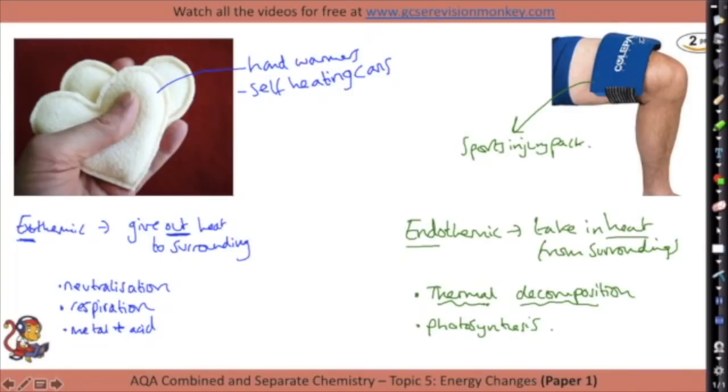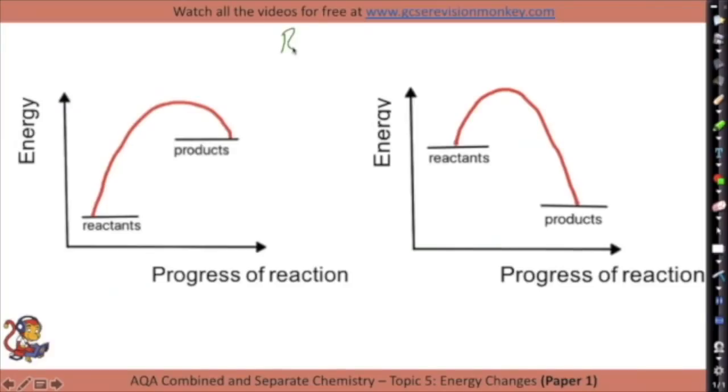So in here you will have an endothermic reaction which you can initiate and then put on an injury, and you can imagine if you've hurt your knee or your leg, there's going to be lots of heat from that injury which can be taken in by the endothermic reaction, which will then cool down your injury and help it feel better.